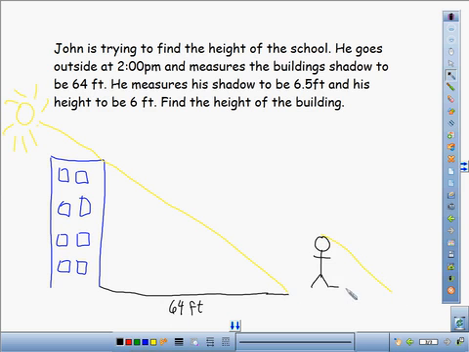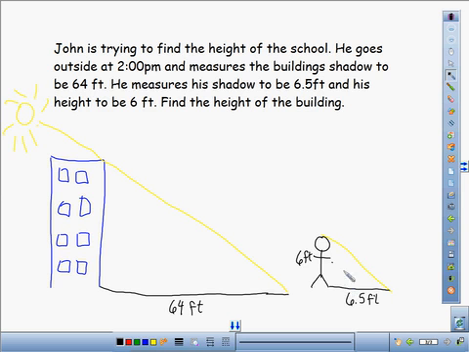And because those two angles are the same, that means that the third angle also has to be the same. And that's what makes them similar triangles. They do have to be similar triangles. They do have to have all the same angles, or it doesn't work. But because we have that piece of information, we now know that his shadow is 6.5 feet, and we know that John himself is 6 feet. And so we know two sides of this triangle.